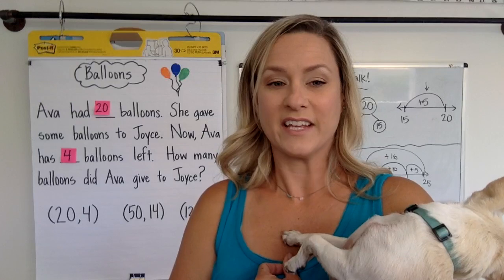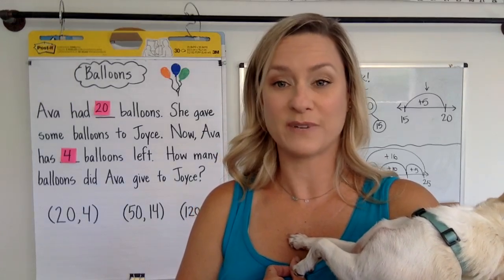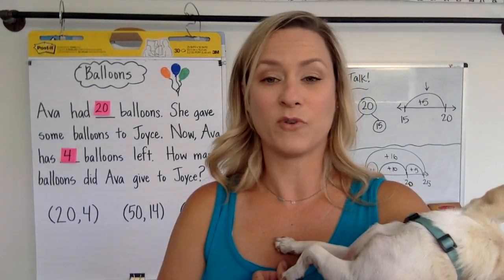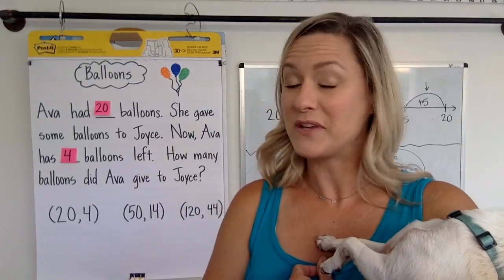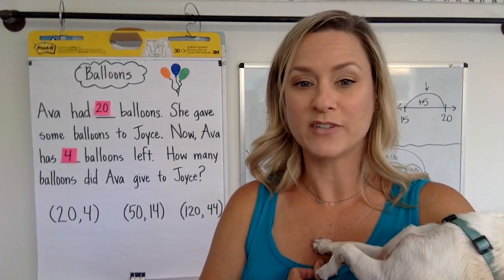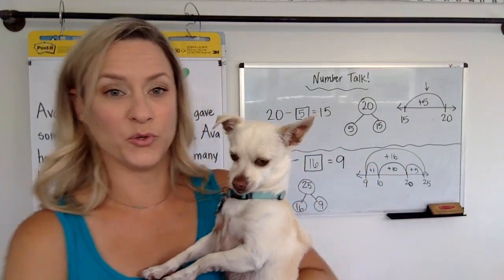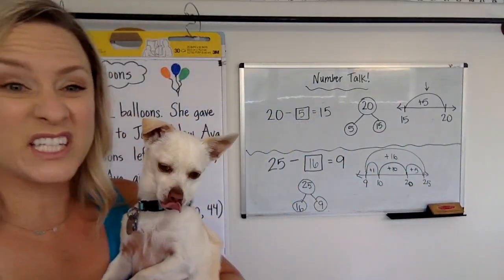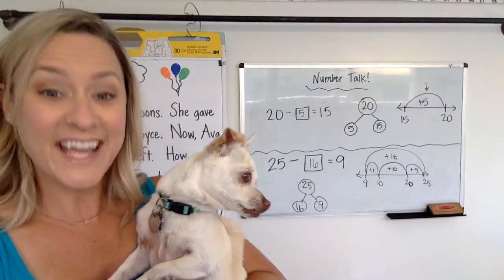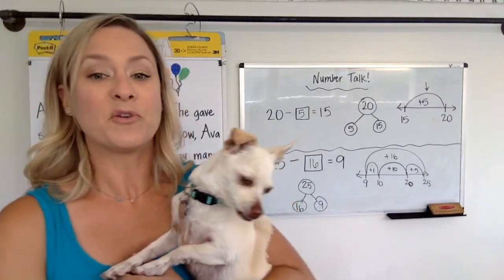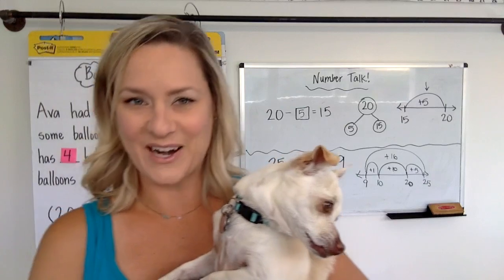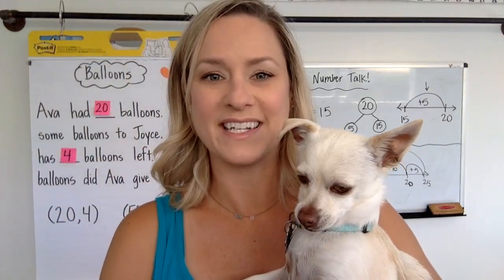All right, kids, it is time to choose your just right number set. Will you choose 20 and 4? Or will you choose 150 and 14, or will you choose 120 and 44? Now remember, kids, if you can do the first one with a really good, solid strategy, then you can move on to the other two. But you really want to have a good strategy before you just start with the next two.